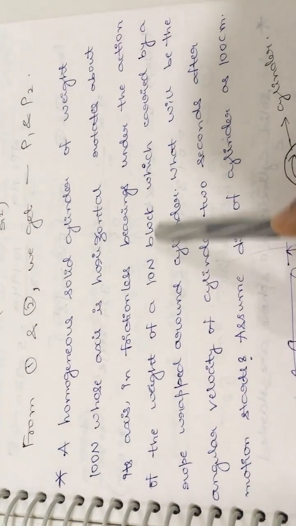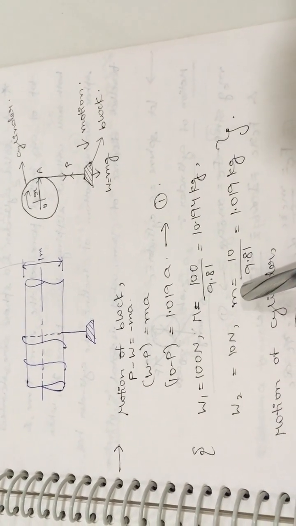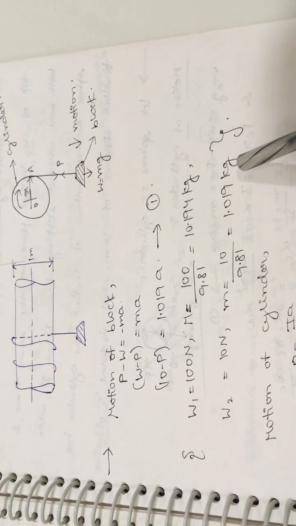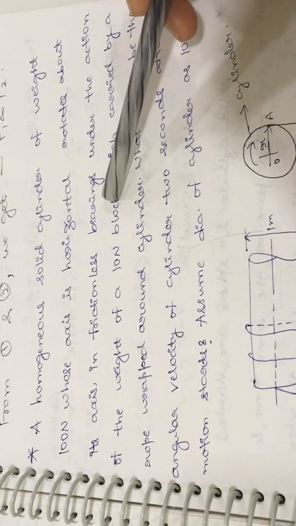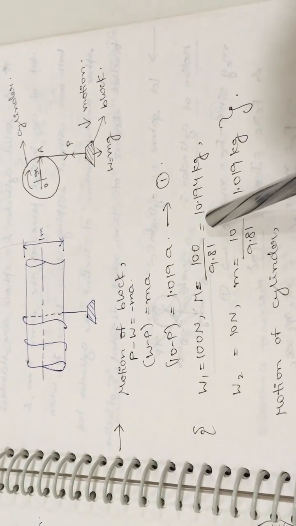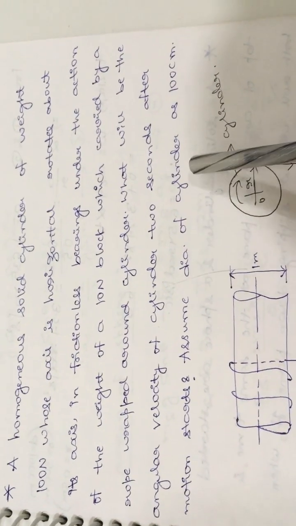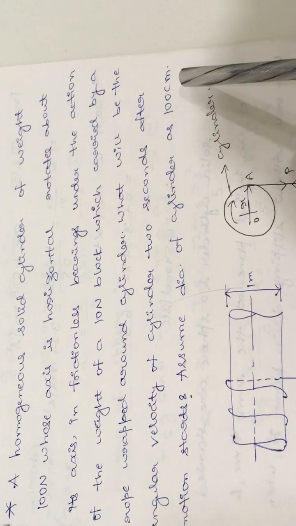Next, the weight of the block is given as 10 Newton, so the W2 value is equal to 10 Newton. Again from the formula of the weight we can calculate the small m value for the block body, that is 1.019 kg. So weight values for the cylinder and the block are given in the question, and from them we have calculated the capital M mass for the cylinder and the small m mass for the block. Time is given as 2 seconds and the diameter of the cylinder is given as 100 centimeters.